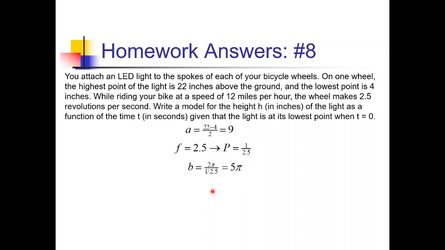Now how about that k value, that midline? That's going to be the average of the highest and the lowest points. So 22 plus 4 over 2. That's 26 over 2, or 13.